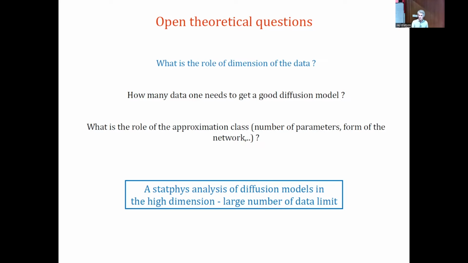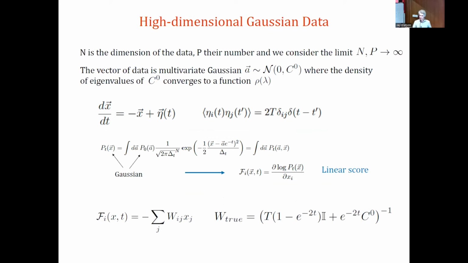All right, so what I want to tell you in the following is what we did, which is the first attempt, the first study of the role of dimension and also the number of data in the case of diffusion models. Since there is nothing on the role of dimension, it's a lucky case in which we can start with the simplest model. So what is the simplest model one can think of? Gaussian data. Gaussian data, of course, is simple, but here we take high-dimensional Gaussian data. So this will be the first example that we study.